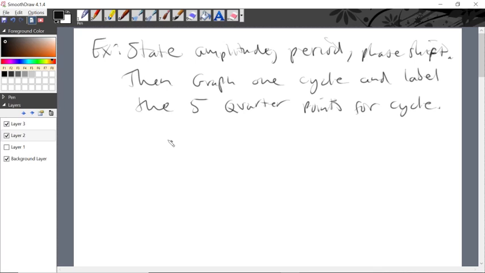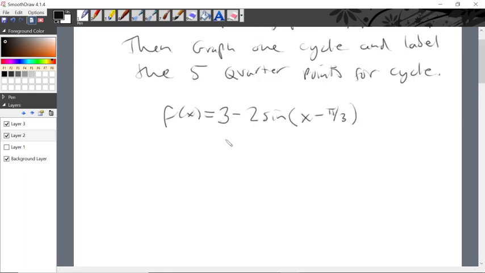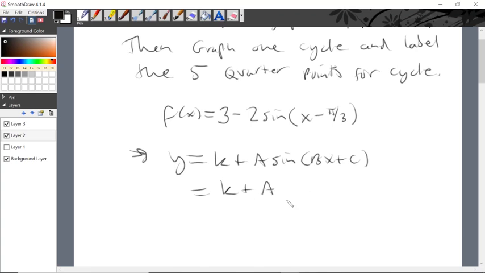And we'll start with this one. f of x is equal to 3 minus 2 times the sine of (x minus pi over 3), for example. Okay, all right, so we're given a sine model. So the form that we have is y equals k plus a times the sine of the quantity bx plus c, or we can look at it in the form k plus a times the sine of b times (x minus h) if we wish.